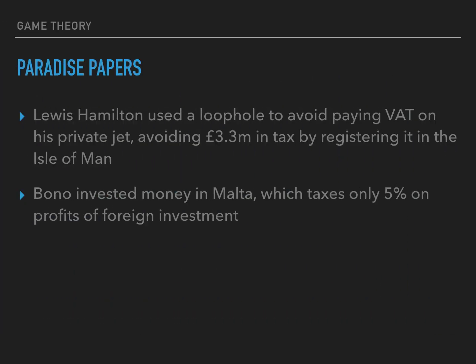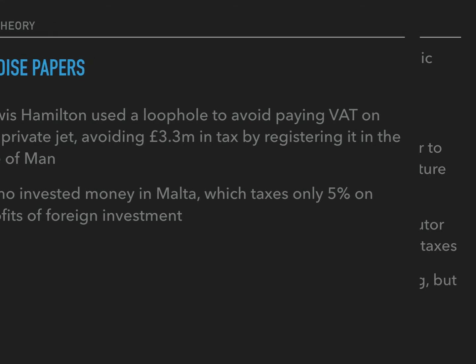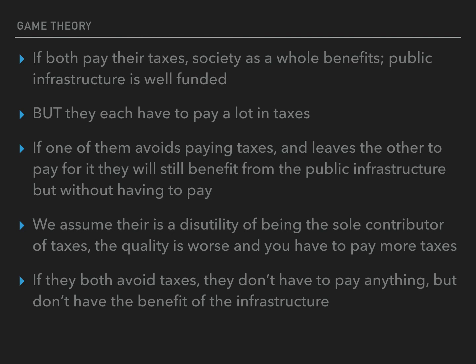So to simplify our game, I'm going to assume that these are the only two rich people in all of society, meaning their tax payments would make up a very large percentage of the society's overall tax revenue. And we also assume that they only have a choice between paying all of their taxes or none of their taxes, no in between at all. So, if they both pay their taxes, they each benefit from higher quality public goods. For example, the government could afford to make sure there are no potholes in roads, but in doing this, they each have to pay a lot in taxes.